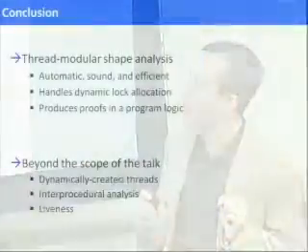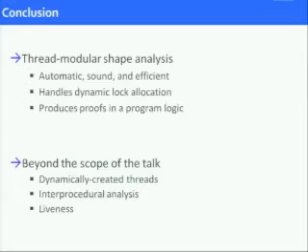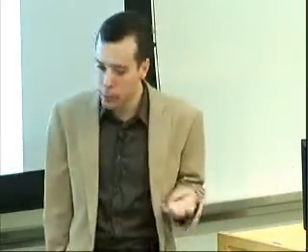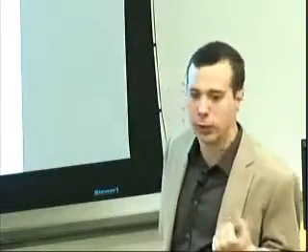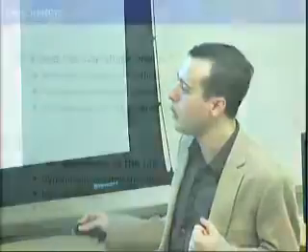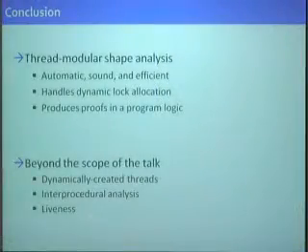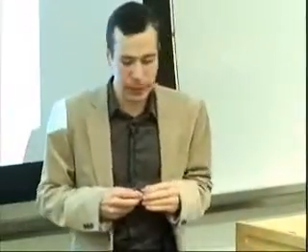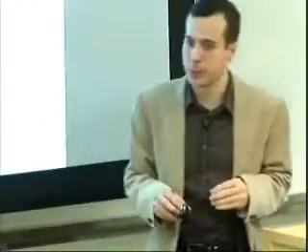Okay, so to conclude, what I've presented to you is a thread-modular shape analysis that's automatic, sound, and efficient. It handles dynamic local allocation, and it produces proofs in a program logic. And there are a few things that I haven't covered, but you can talk to me about them offline. So I haven't covered dynamic thread creation, interprocedural analysis, and liveness. And before I finish, let me just say a few words about some future directions.